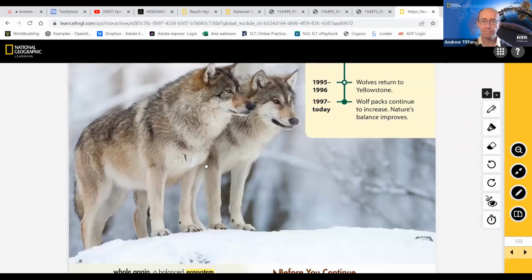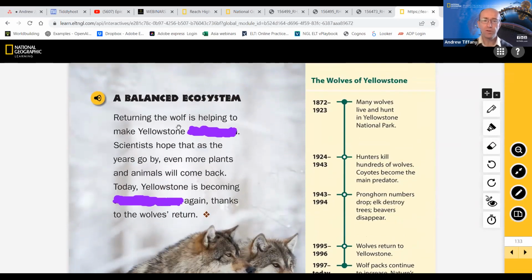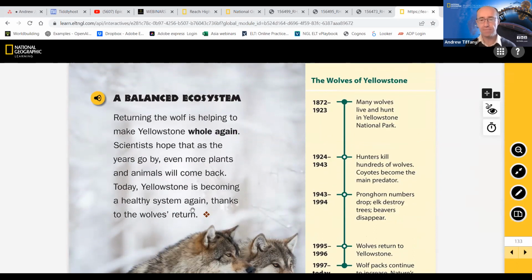Okay, and finally, up here, returning the wolf is helping make Yellowstone something. Scientists hope that as years go by, even more plants and animals will come back. Today, Yellowstone is becoming something again, thanks to the wolf's return. What ideas do you think go here? More balanced, yeah, something like that, right? Yellowstone is whole again. It is a healthy system again. Yeah, great. So this is what happened.